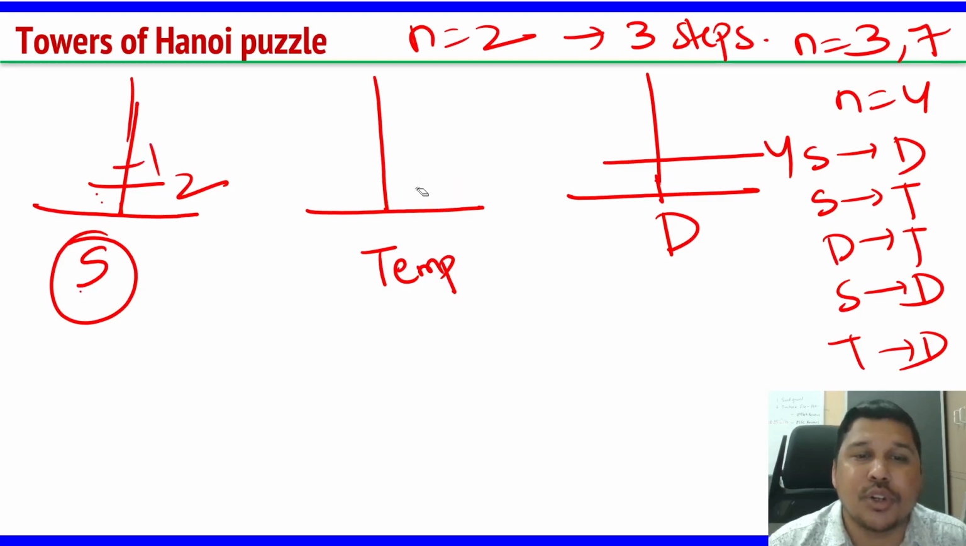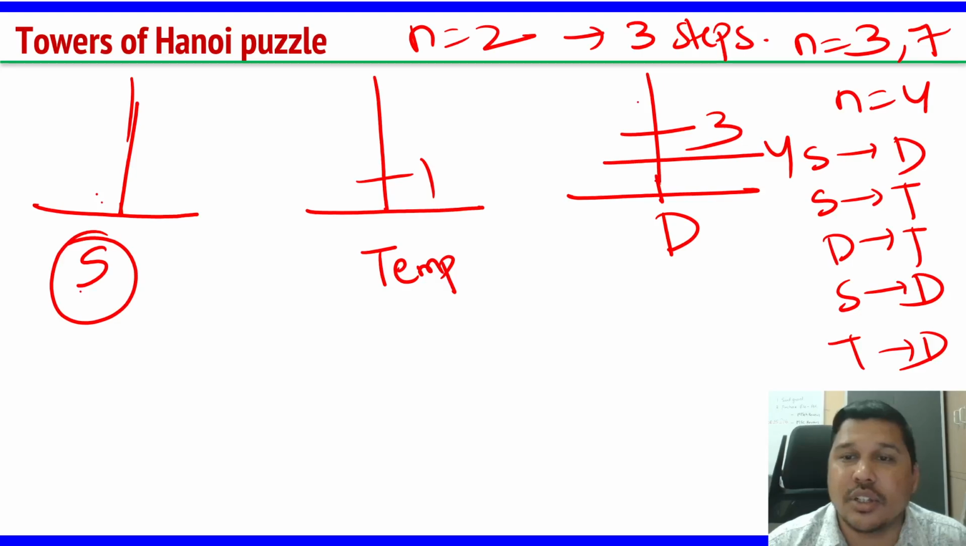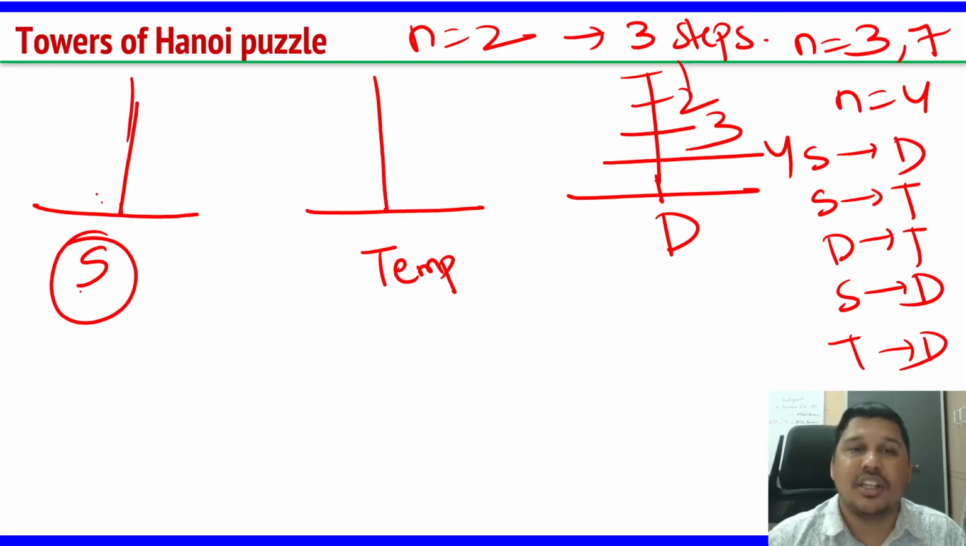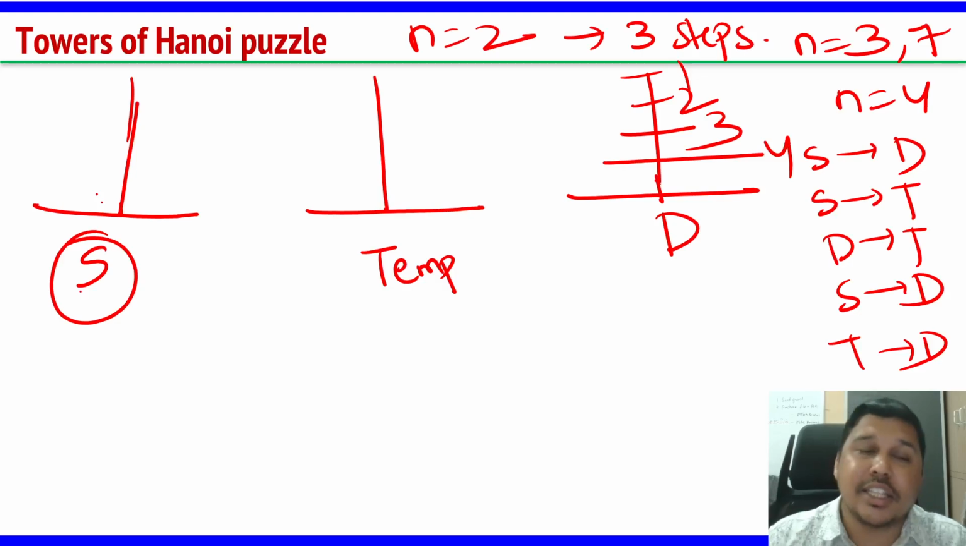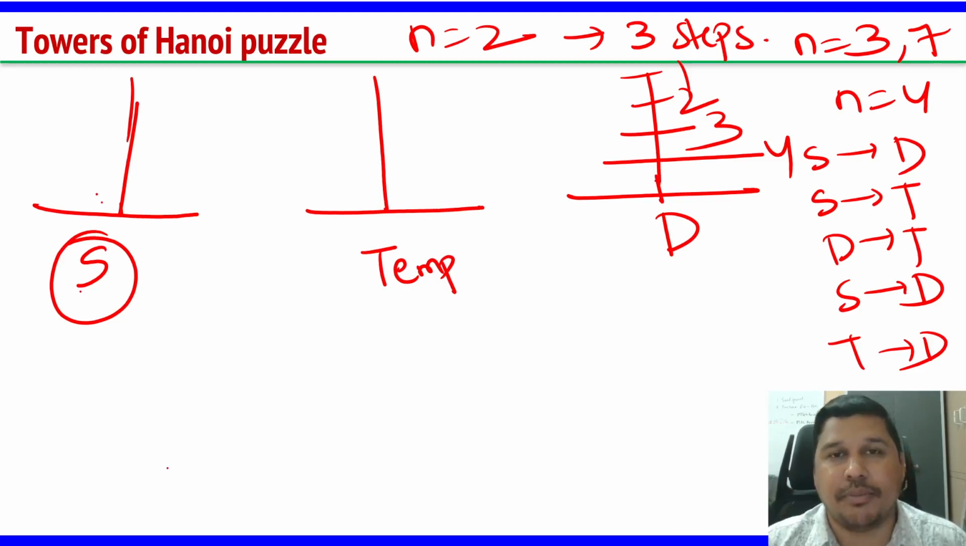Now it is very easy for me to shift this 3 from here to 3. Now it is simple, bring this 1 to here, then take this 2 here, then bring this 1 here. So this way you can shift it. But there is some hidden pattern in this process which we have to identify.